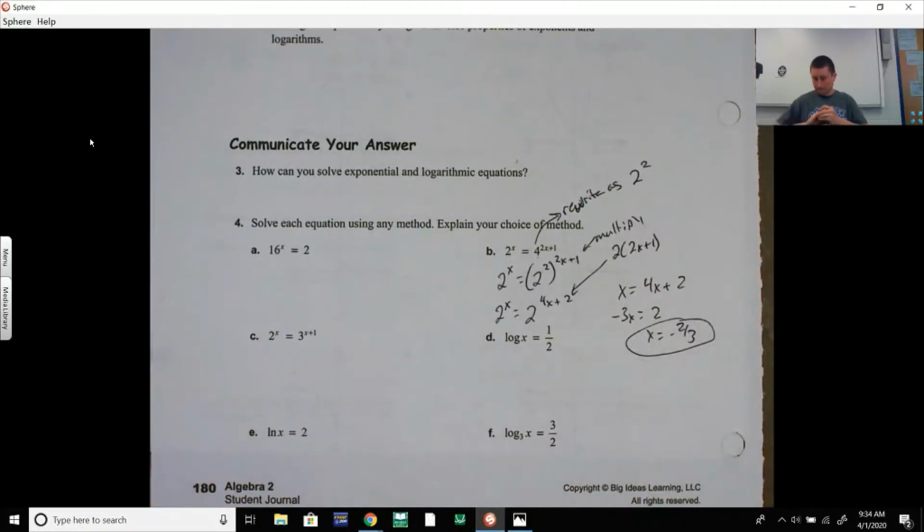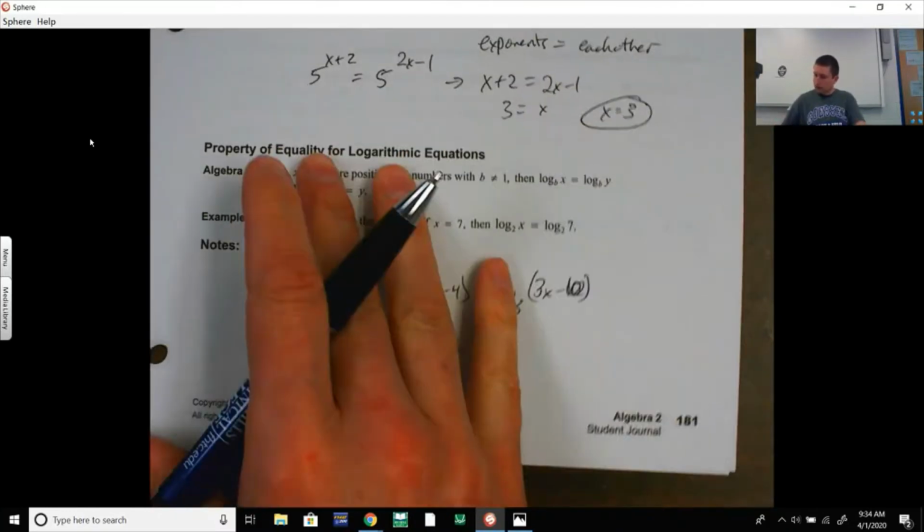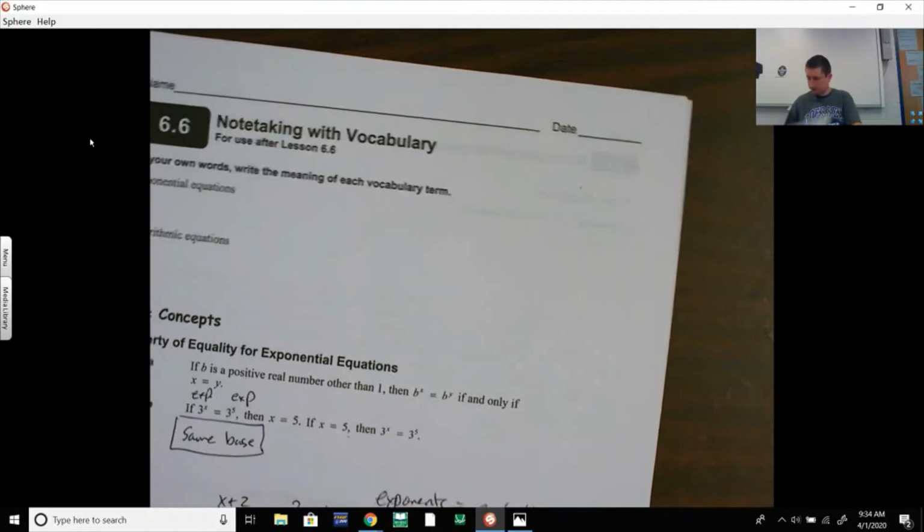Okay. All right, let's go work on page 182. And that will be it. We'll work on these.